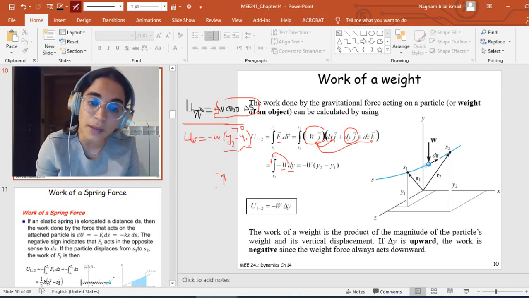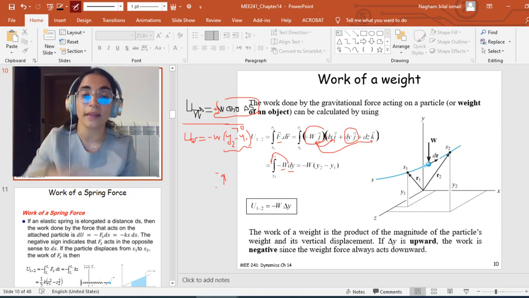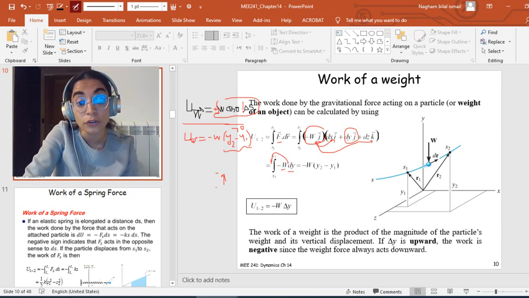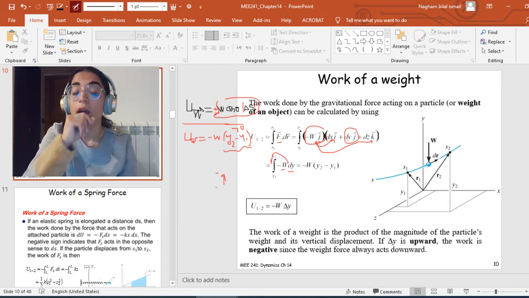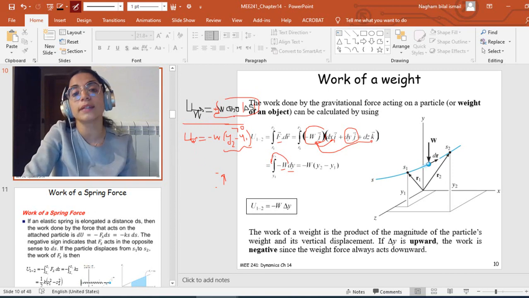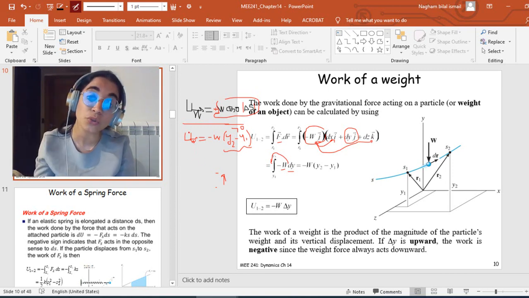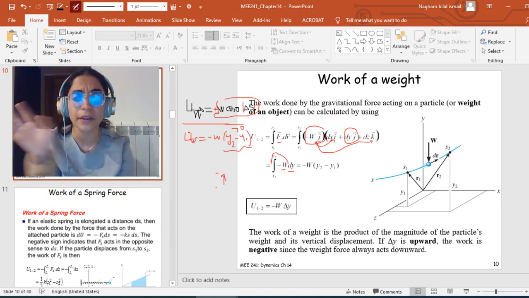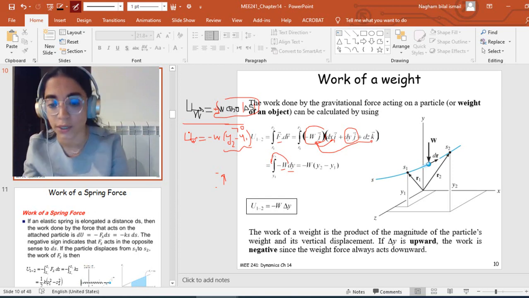So, you're going to have the same answer if you do it either with W cosine theta delta s, and here I forgot to put the absolute value of delta s in order to put a plus or minus sign, or you can do it using this equation, minus W delta y, where delta y is y2 minus y1, and in this case you're not going to think about the sign. It's automatically minus W (y2 minus y1).